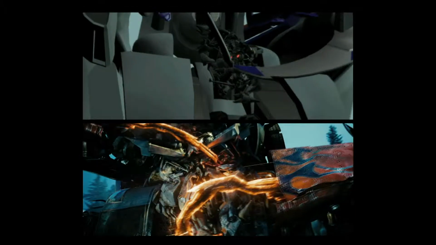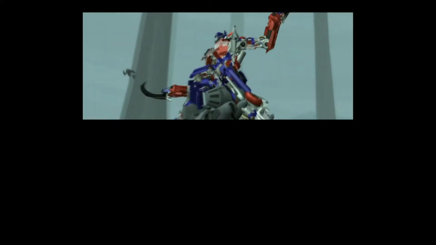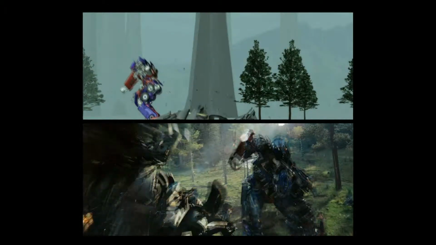Early on, we were trying to find a good fighting style for Optimus, and some of this feels a little stylized because we had referenced a lot of anime fight sequences when we started out. The actual fight itself in the movie was re-choreographed by the stunt coordinators, I believe.